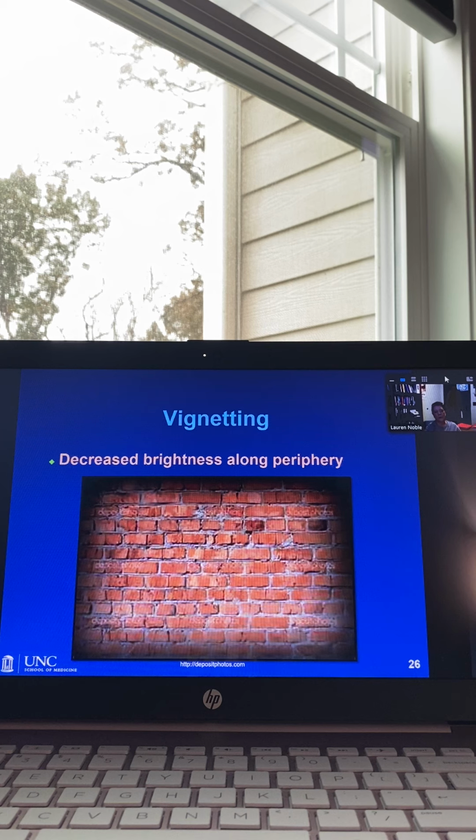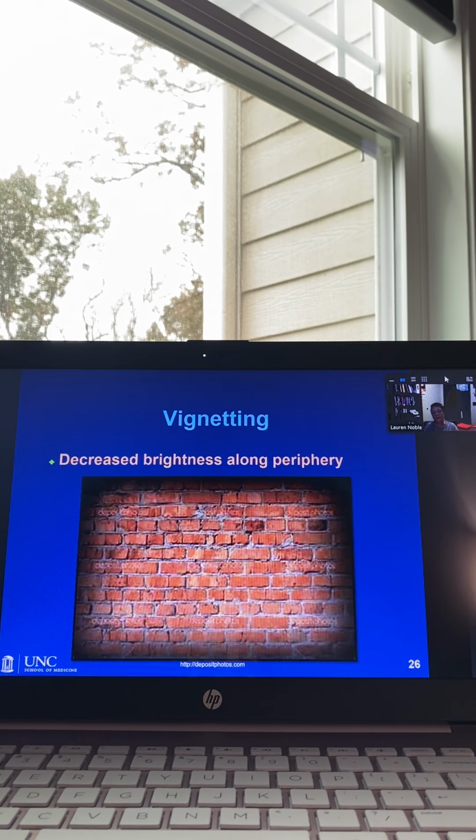And then another term is called vignetting. Because of the display that the image is displayed on, there is decreased brightness of that image along the periphery. So along the edges, there's a decrease in the image brightness. And that's just something that happens that we can't control.